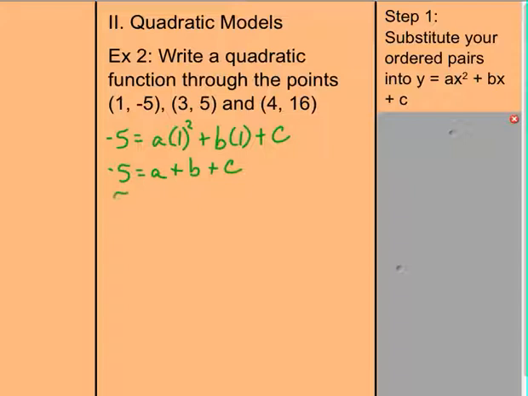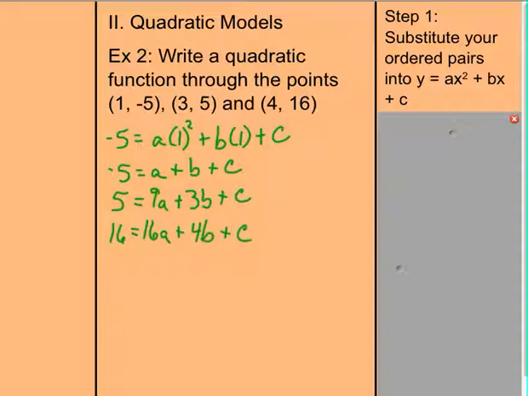Second one, we have y is 5 and x is 3. 3 squared gives me 9. And our last one, y is 16, and our x is 4. So 4 squared gives us 16.